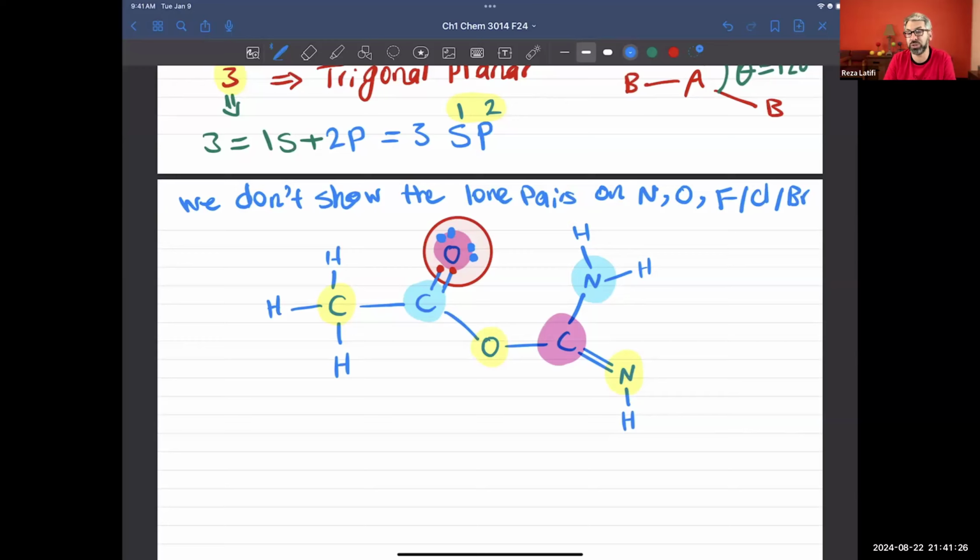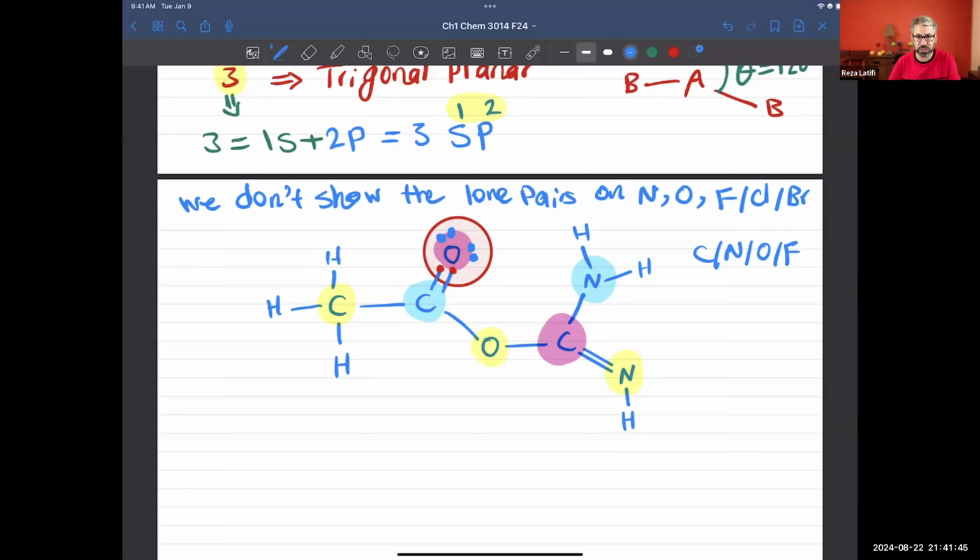So how do I know whether I have a lone pair or not? Always keep these elements, like carbon, nitrogen, oxygen, fluorine, chlorine, bromine, octeted. So keep adding lone pairs to them until you make it to 8.